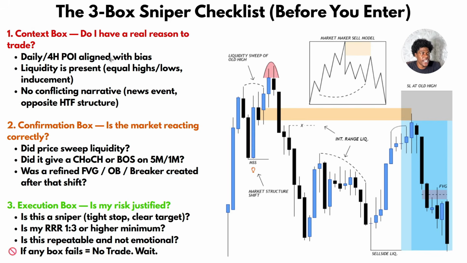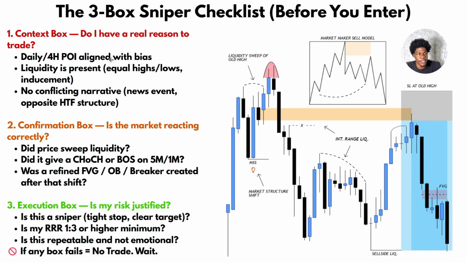The third thing we check is no conflicting narrative. Do we have news events? Is there opposite higher time frame structure that's showing us that price may likely go on the opposite sides, right? Is there anything that may conflict our bias, right? This right here is what we check in the context box.